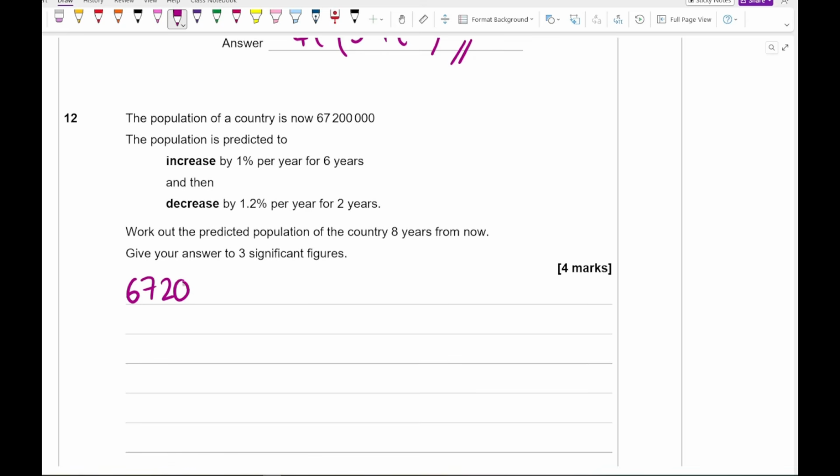So if we start by writing the original amount, then we want to increase by 1% for 6 years. So 1% plus 100% is 101%. That as a decimal is 1.01, and we want to multiply that to the power of 6. Then we're decreasing by 1.2%. So 100% take away 1.2% is 98.